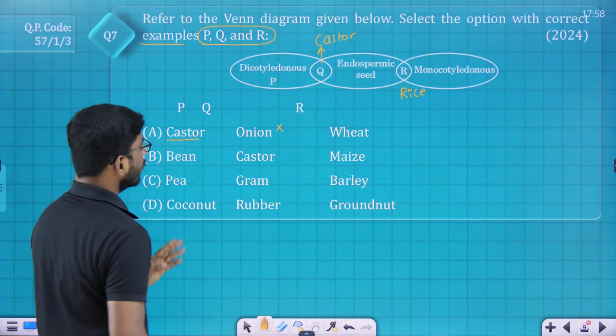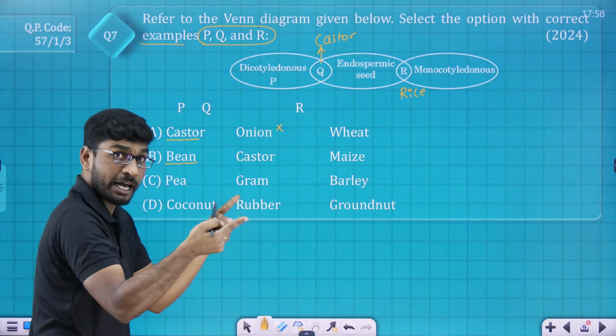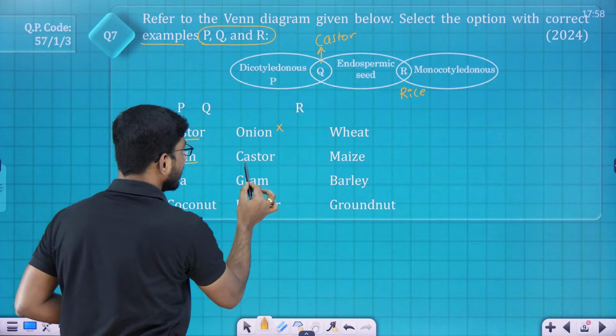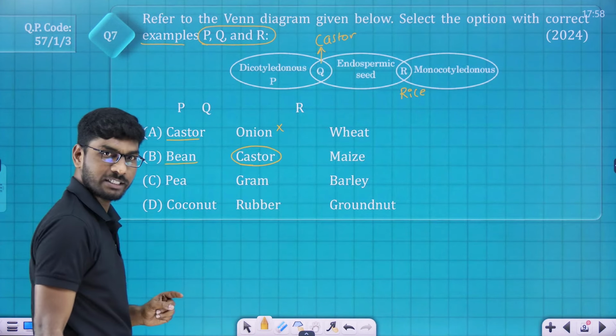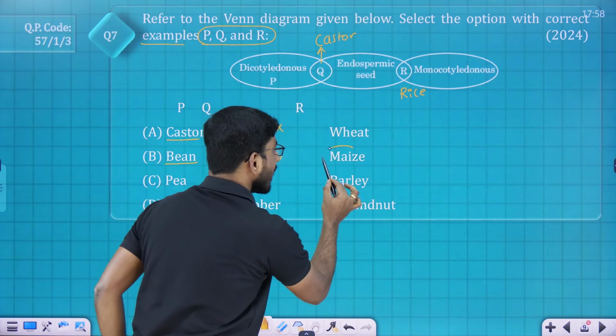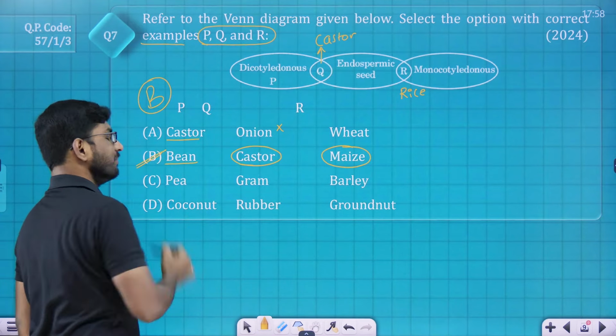Onion, no, Q is not an onion. So we can write B. Bean is what? P is bean. It is a dicot. Okay. Now what is Q? Dicot and endosperm is castor. Yes, castor. Fine. Next, endosperm with monocot is maize. So the right answer, option B, will come.